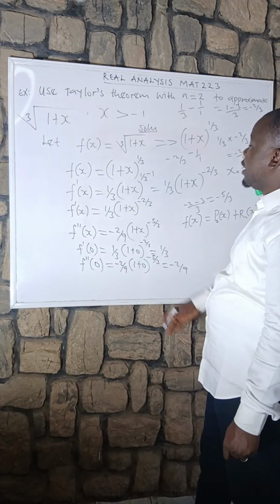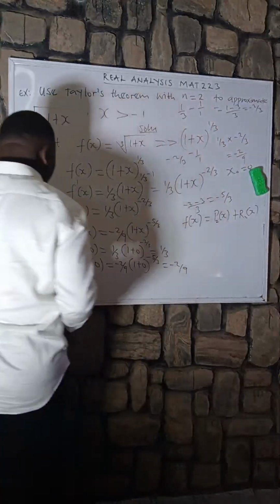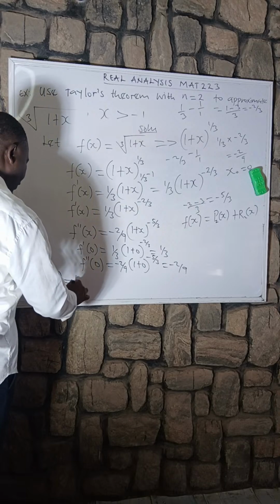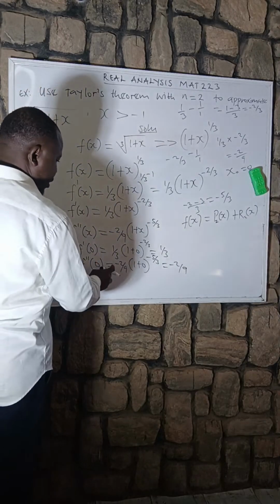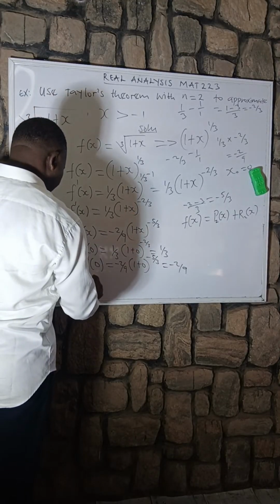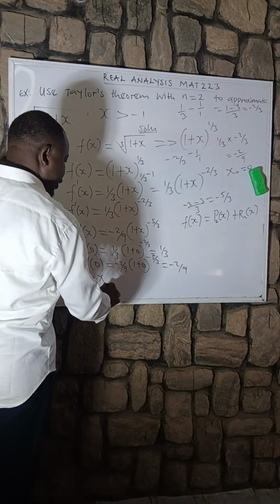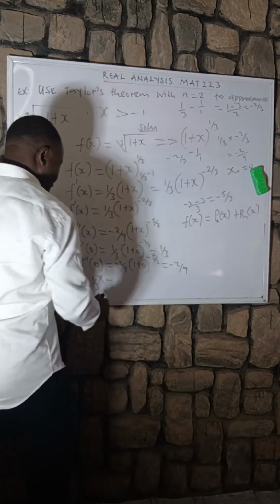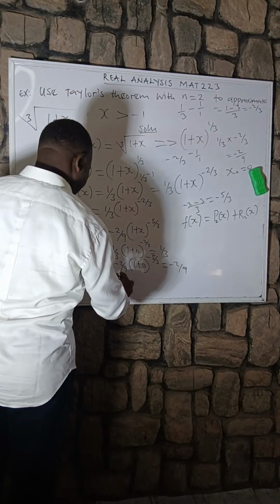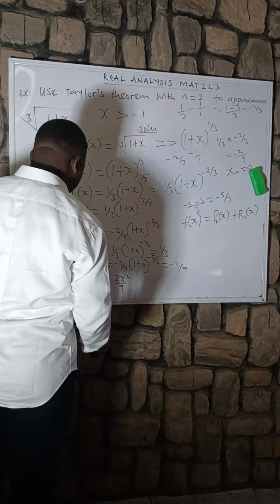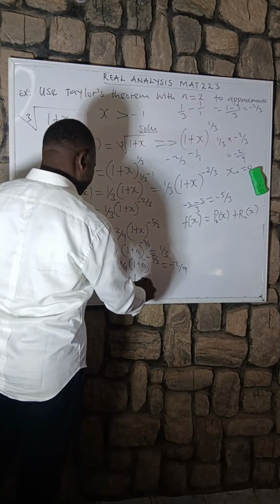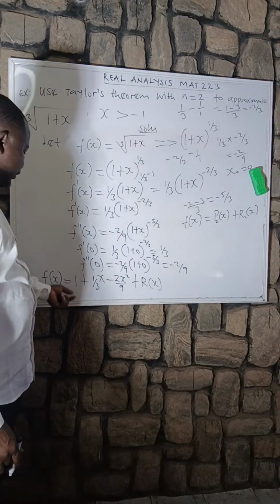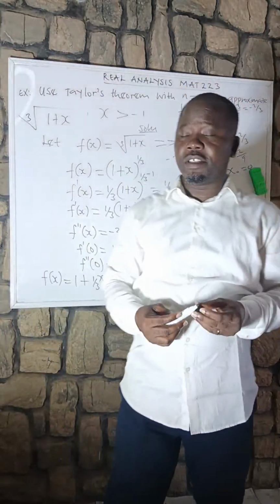So now let's record the Taylor series. Our f of x will now be equal to 1 plus this, that is 1 all over 3x, then minus 2x squared all over 9, then possibly plus the remainder r of x. Yeah. So this is how you are going to evaluate this type of problem in case you come across it.